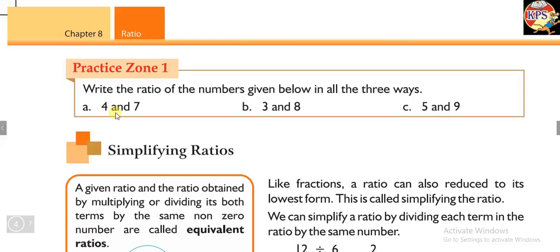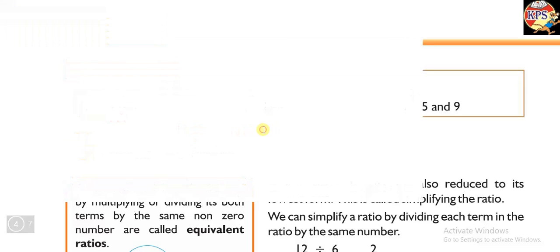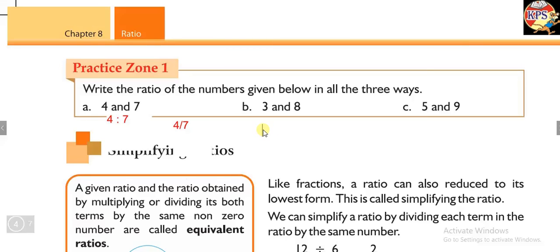Suppose one question is given like 4 and 7. So we can write it like 4 ratio 7. So this is the first type. Second type, 4/7. This is the second type. And what is the third type? The third type is 4:7. This is the third type. So these are the three types.